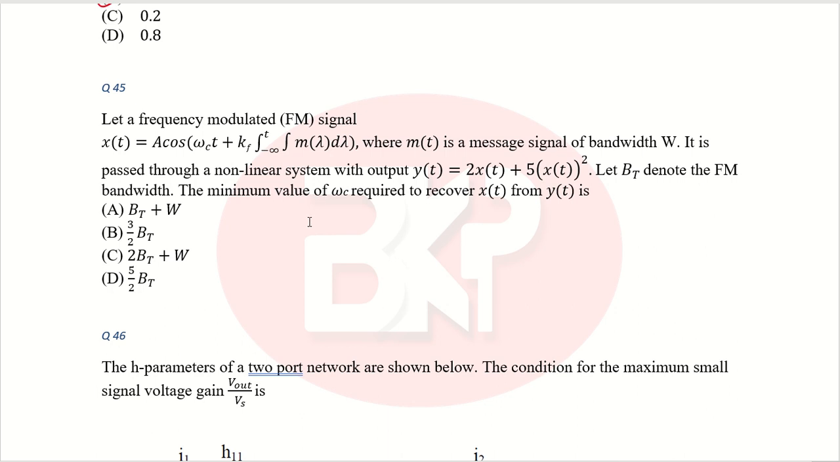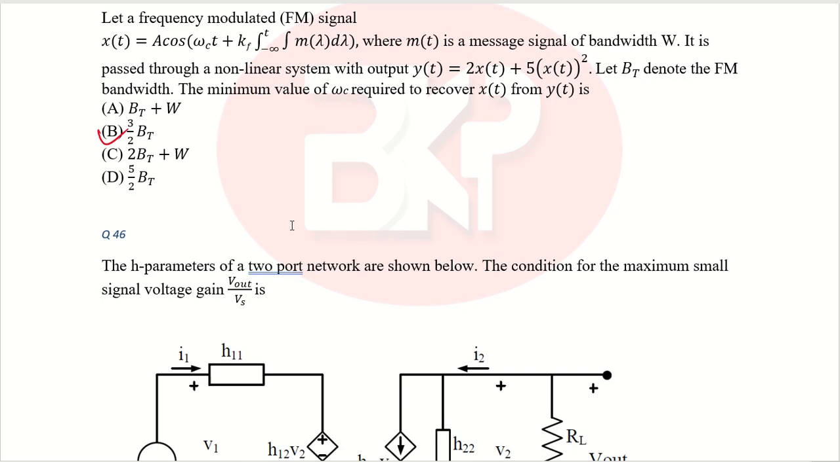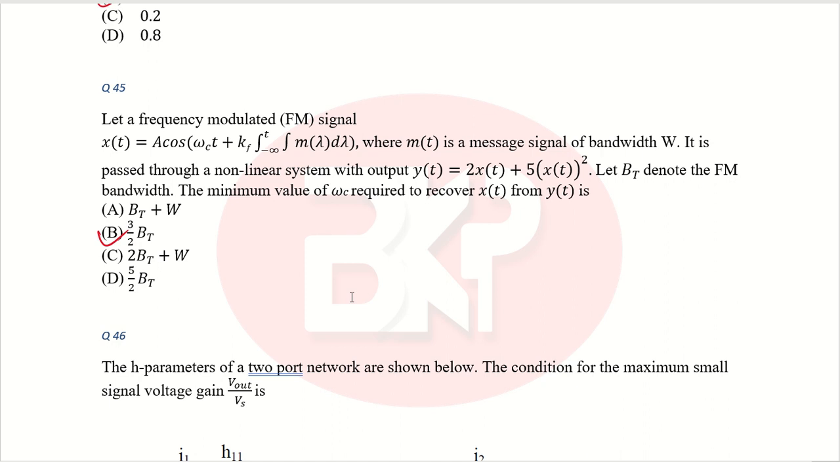Question number 45, the solution for 45 is option B, 3 by 2 BT. B for Bombay for 45.